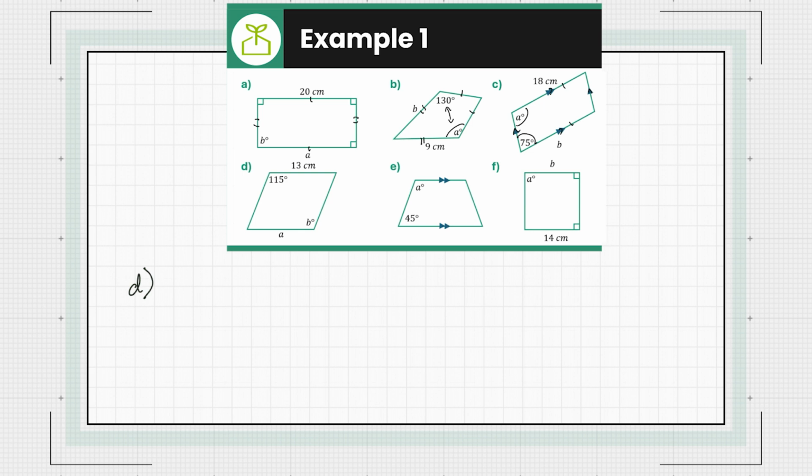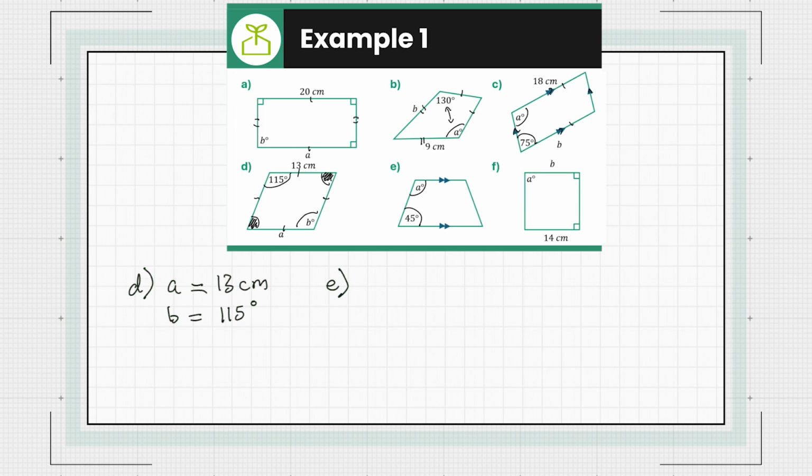D, we have a rhombus, and rhombuses have equal sides, so we know A must be equal to 13 centimeters as well. We also know that the pairs of angles are equal. So this one here is equal to this one here, and these two are also equal. So B must equal 115 degrees.